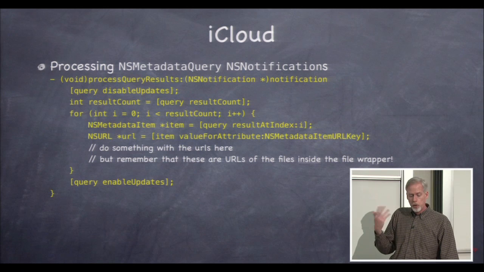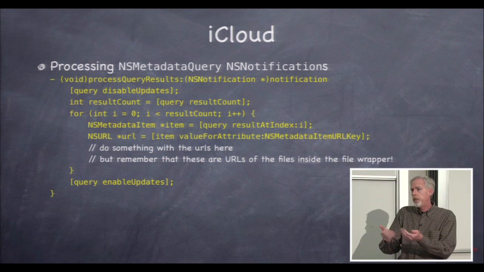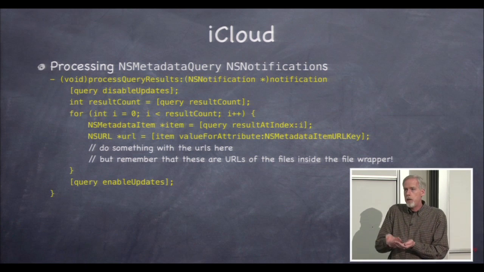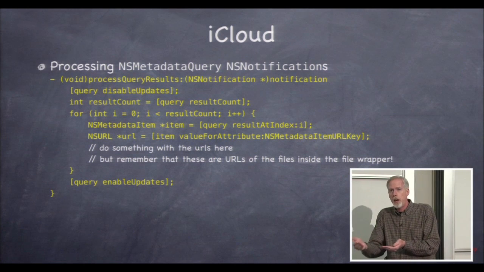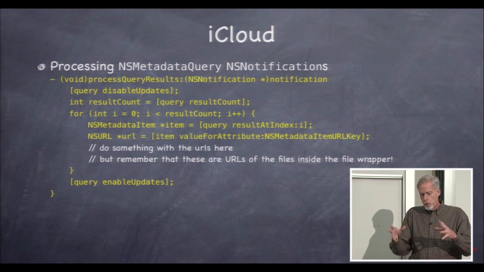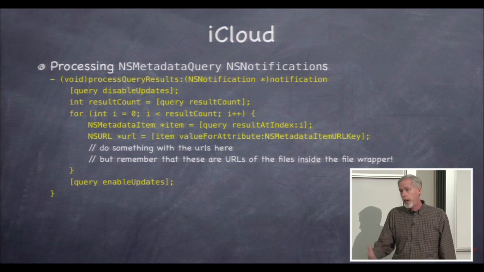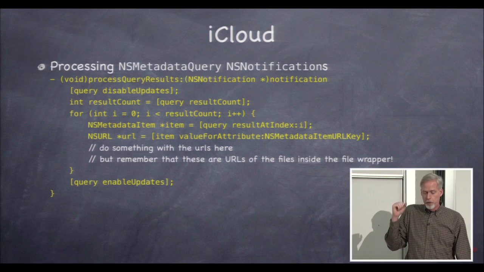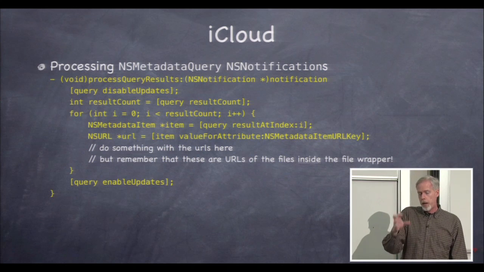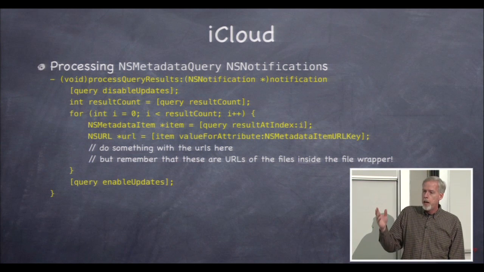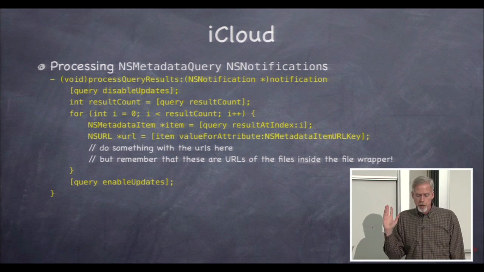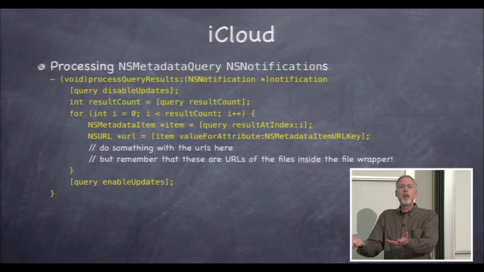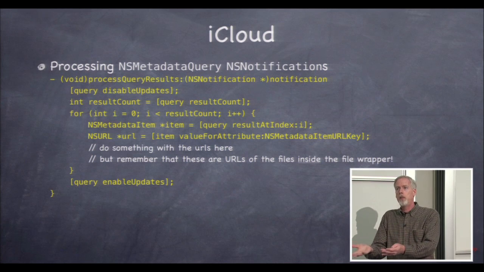So when you do a metadata query, the things that you get back are these NSMetadataItem. Now, a metadata item includes different information about the thing you queried for. One of the obvious ones is the actual URL. So you call this method valueForAttribute. That's how you get an item out of the NSMetadataItem. And the one we want is NSMetadataItemURLKey, which will give us the URL of the item that appeared or was already there in iCloud when we do the query.